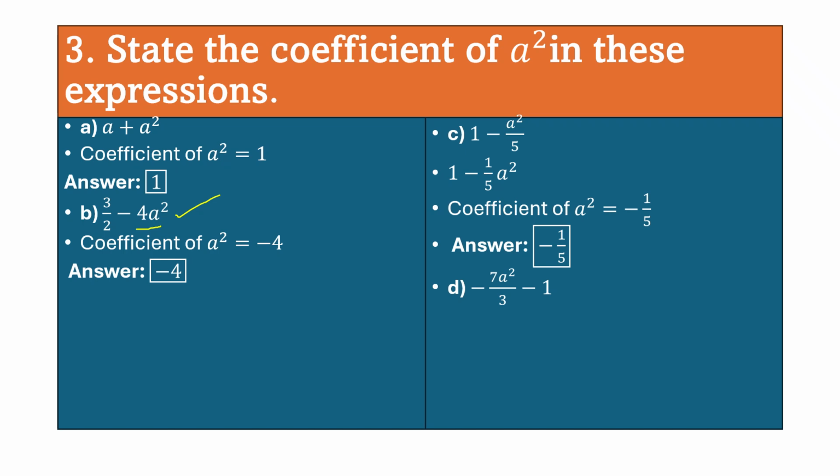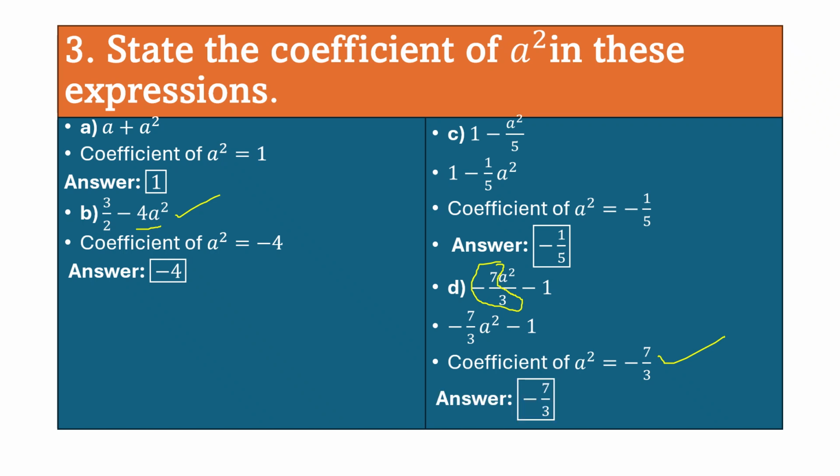-7a square upon 3 minus 1. What is the coefficient? Once again, write it in this form. And then the coefficient of a square is -7 upon 3. Here I will just put a bracket and circle it, so you'll get the answer. So the coefficient of a square will be -7 upon 3.